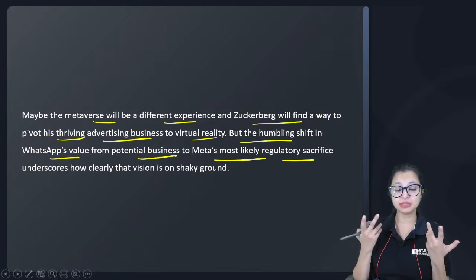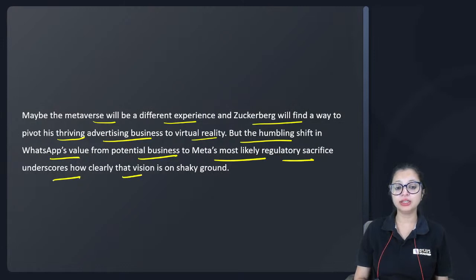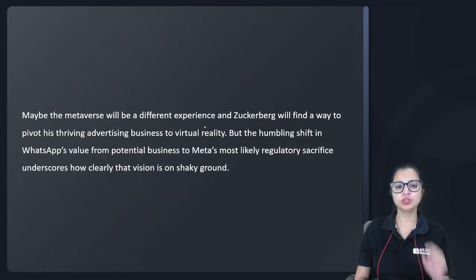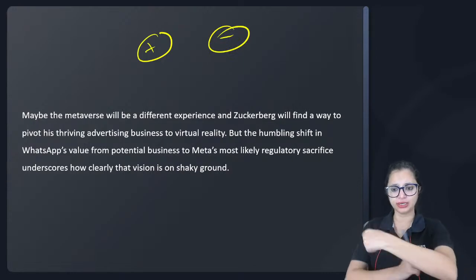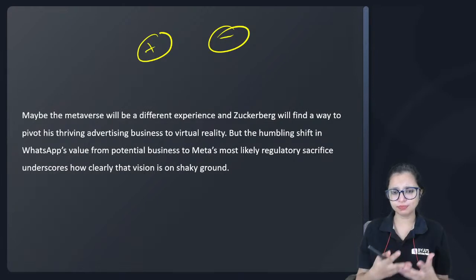मतलब सबसे promising business idea था उनके लिए, अब sacrifice करना पड़ेगा उनको. It underscores how clearly that vision is on shaky ground. The vision Meta has, which is on shaky grounds. One thing to note here, the entire passage was written with a positive tone or a negative tone. ये आंसर बताओ मुझे before I discuss the answers with you. What was the tone here? Has the author spoken positively in the passage or negatively?